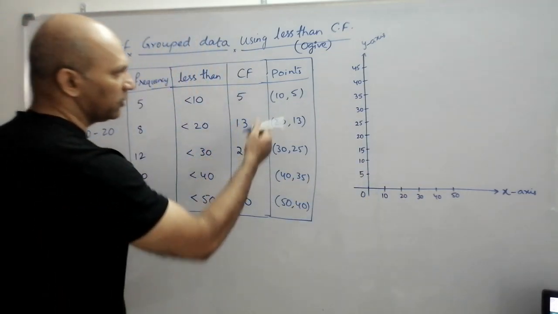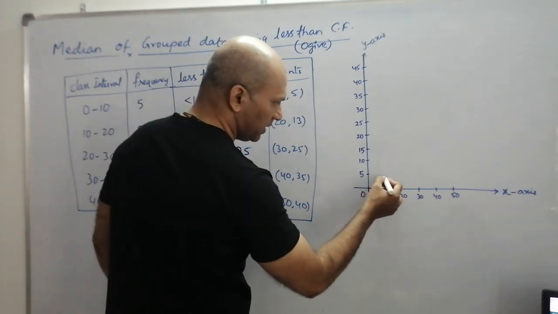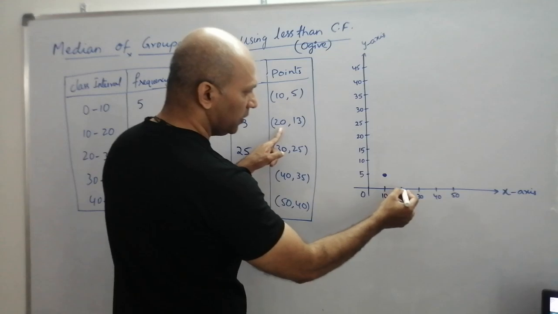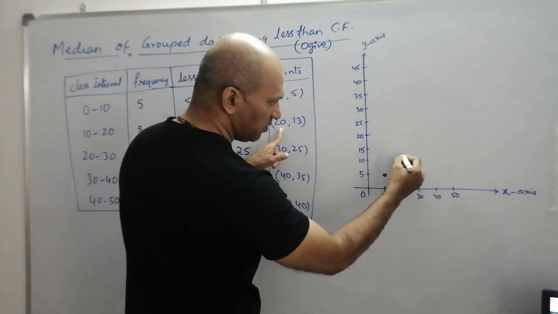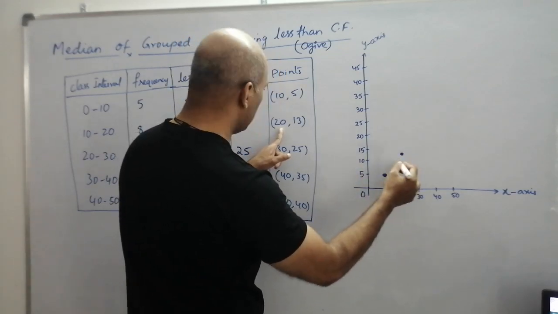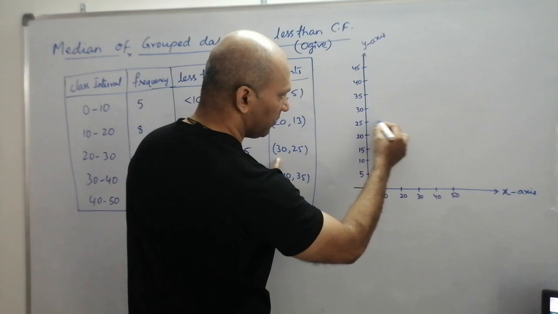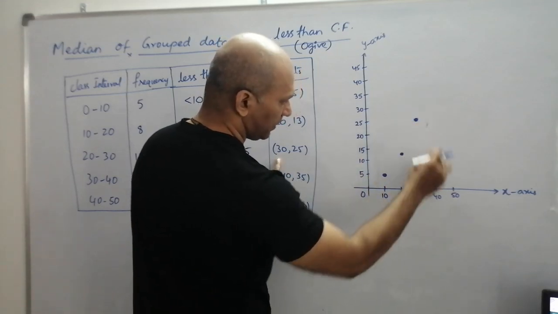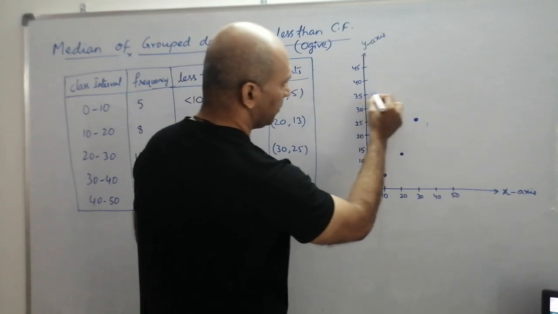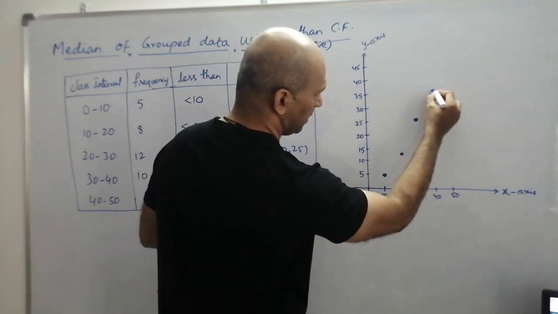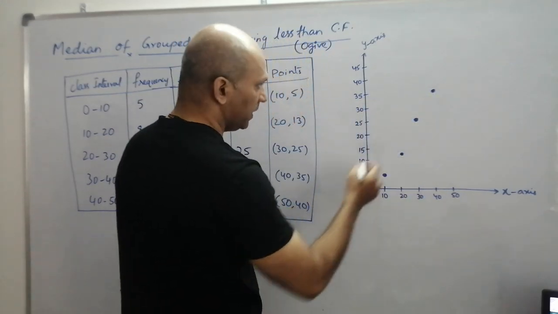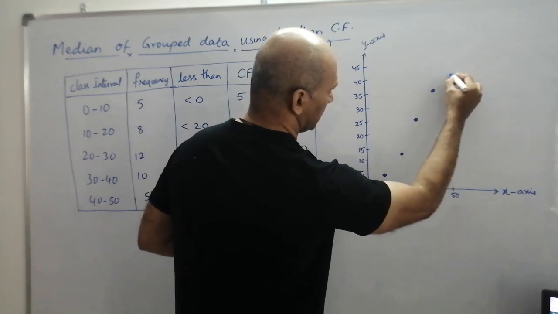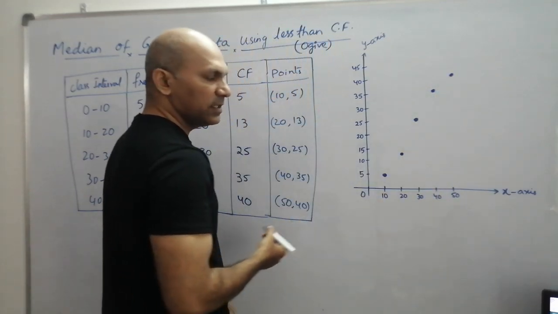So let us plot this 10, 5. So x value is 10, y value is 5. So this point, 10 and y is 5. 20 comma 13, so just below 15, right? 30 comma 25. 40 comma 35. And 50 comma 40. Okay, so these are the points.